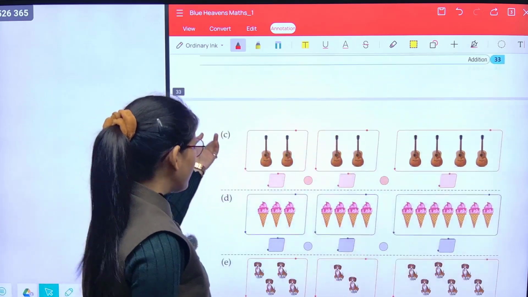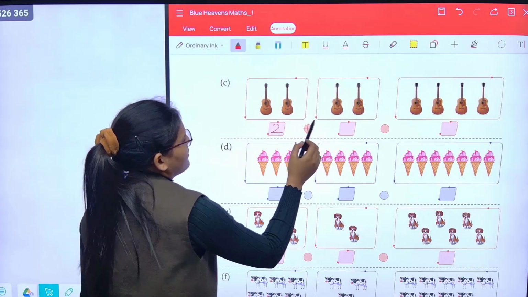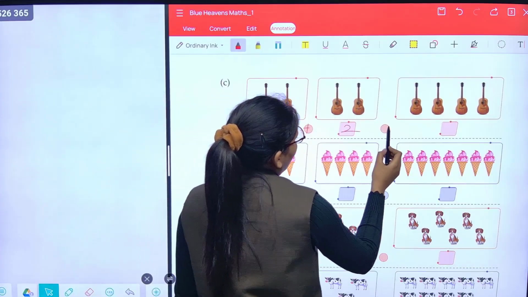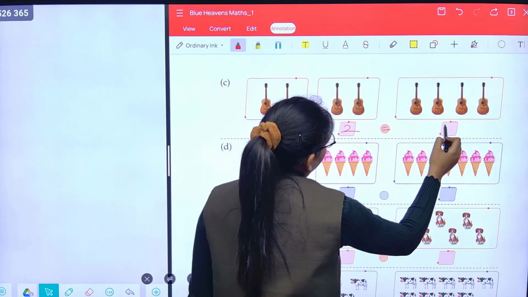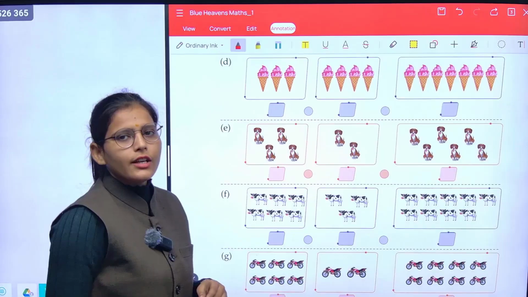Understand? How many guitars? 1, 2. Put the sign. 1, 2. Now is equal to 1, 2, 3, 4. Easy, class. Rest of the parts do yourself, class.